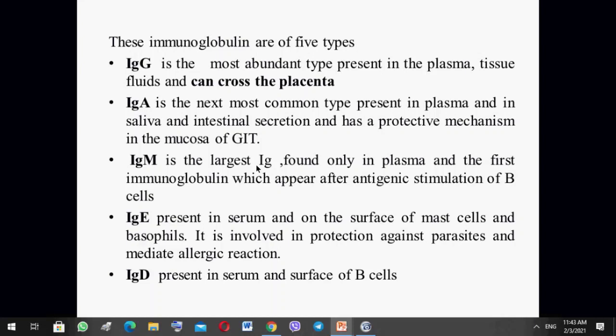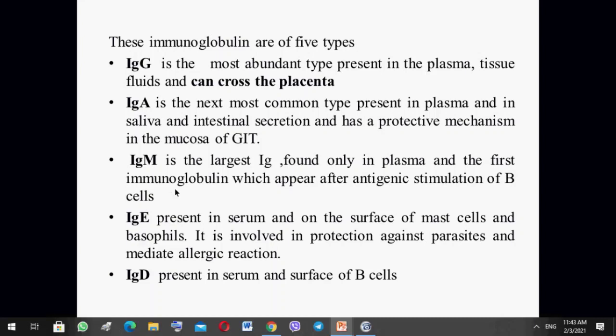It has the largest molecular weight of the immunoglobulins, and it is found only in the plasma. It is the first immunoglobulin which appears after antigenic stimulation of the B lymphocyte. So the IgM is the largest in size, it is only present in the plasma, and it is the first type that appears in the blood after the antigenic stimulation of B lymphocyte.